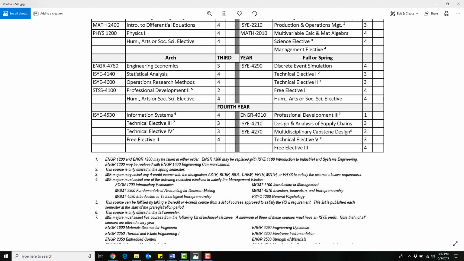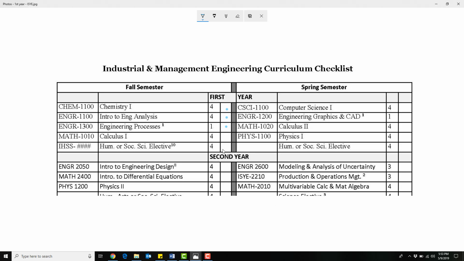Introduction to Industrial and Systems Engineering is a seminar-based course where you will get to learn about what industrial and systems engineers do, about the department, the research, career prospects, and things like that. Going back to our first year, the next course is Calculus 1, and then the last course is IHSS, or Humanities or Social Science elective. For your Humanities, Arts, and Social Science elective, or HAS, IHSS means an interdisciplinary HAS course. You will want to take an IHSS course sometime during your first year here at RPI.